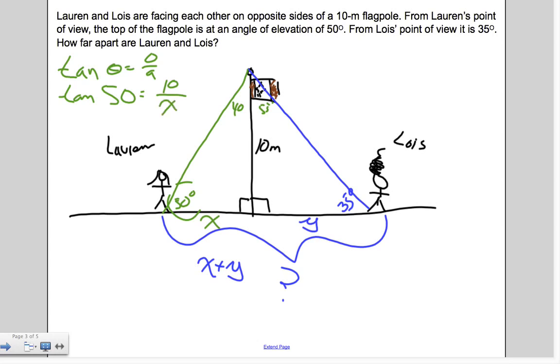So here we solve for x. So x is 10 over tan of 50. In other words, I multiply both sides by x and then divide by tan of 50. So what's 10 divided by tan of 50? 8.39. Okay? If I don't specify how many decimals to round to, just stick with 2 decimal places.